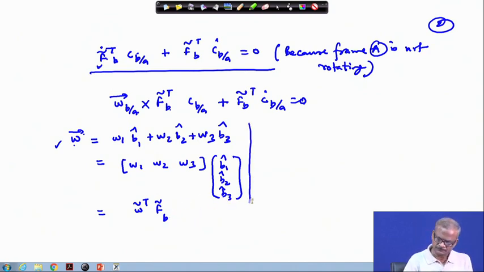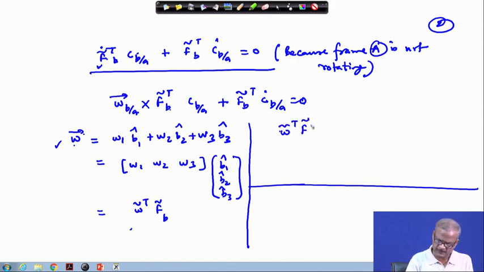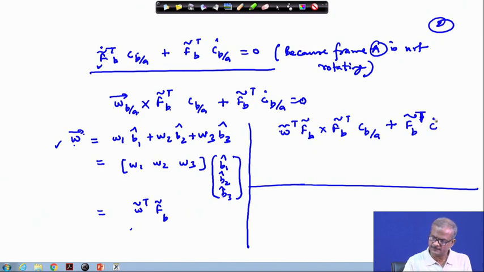So, now if we insert this here in this place, what we get is omega tilde transpose f tilde b cross f tilde transpose b C b slash a plus f tilde transpose b times C dot b slash a, this equal to 0. And from here obviously, we need to reduce it a little bit, and this quantity we can separate out and write C dot b a.